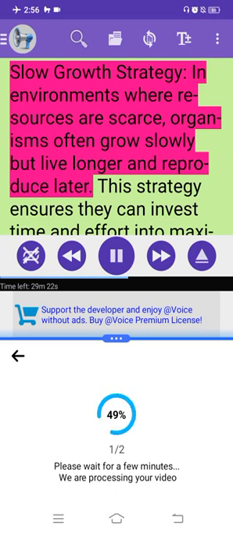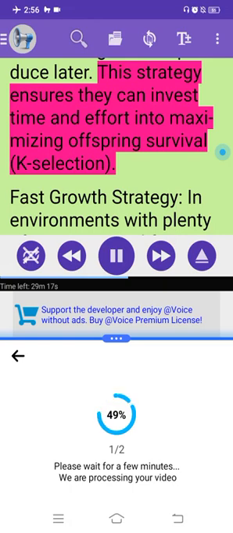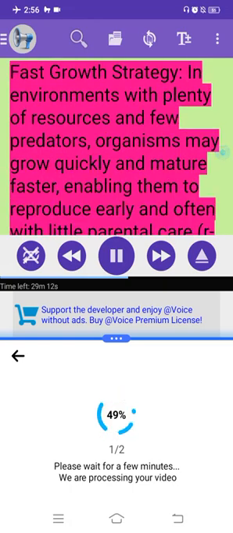Slow growth strategy. In environments where resources are scarce, organisms often grow slowly but live longer and reproduce later. This strategy ensures they can invest time and effort into maximizing offspring survival. K selection. Fast growth strategy. In environments with plenty of resources and few predators, organisms may grow quickly and mature faster, enabling them to reproduce early and often with little parental care or selection.